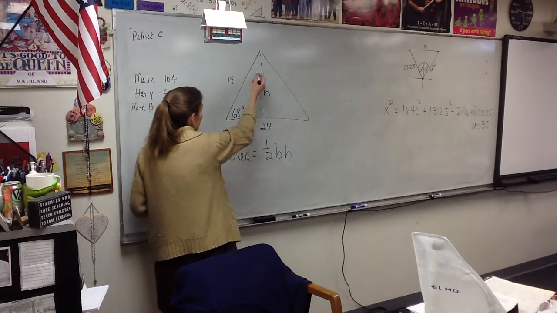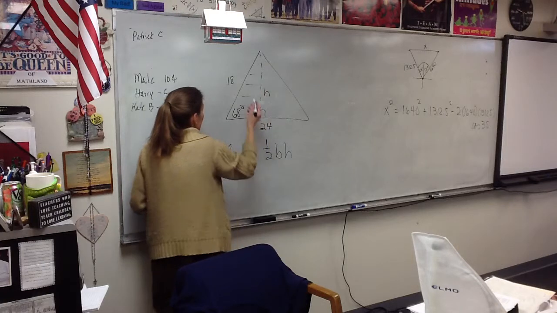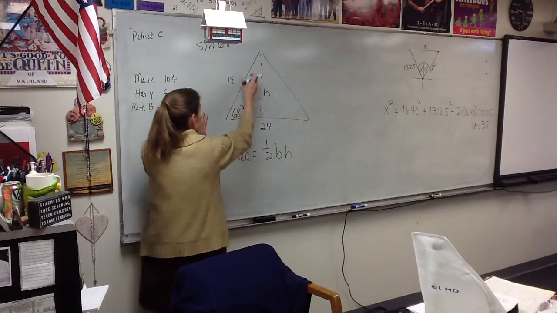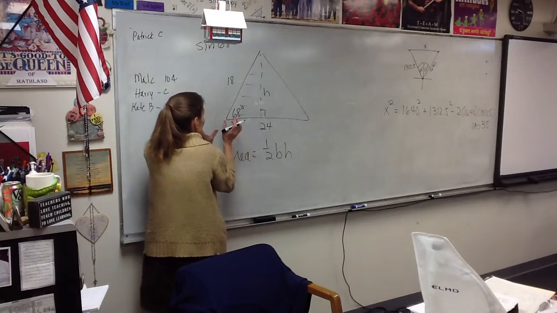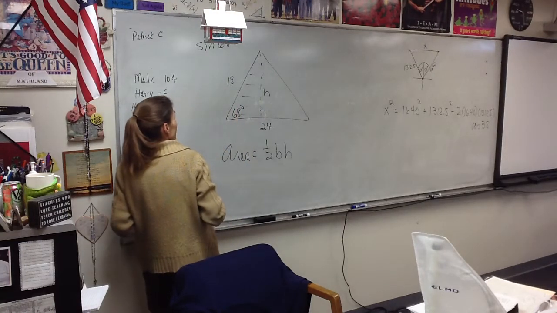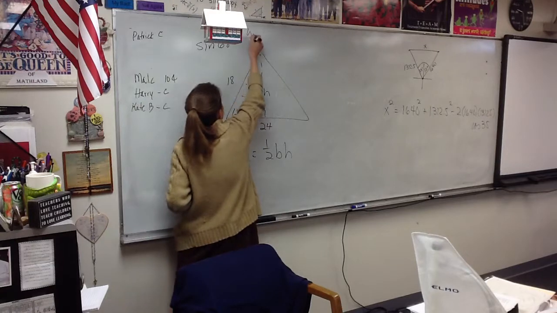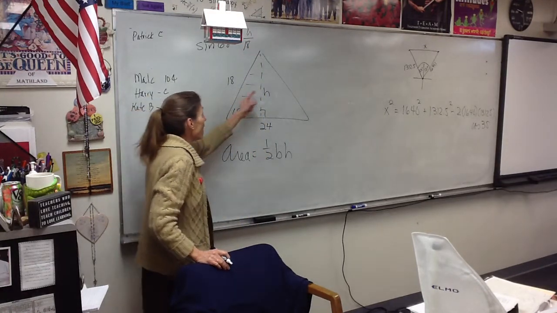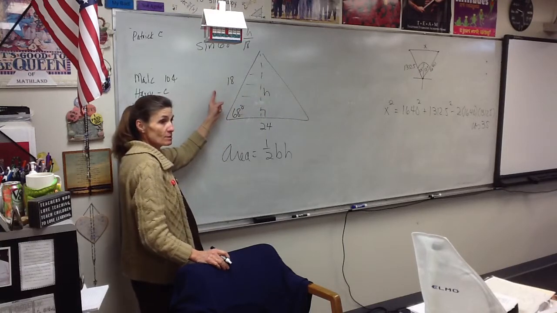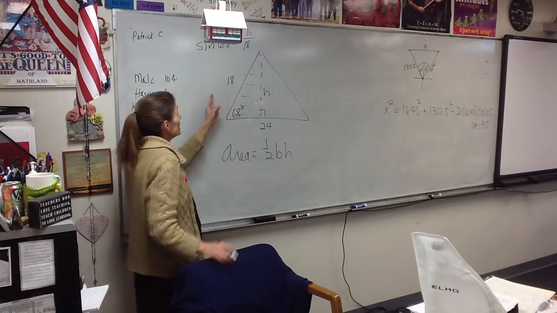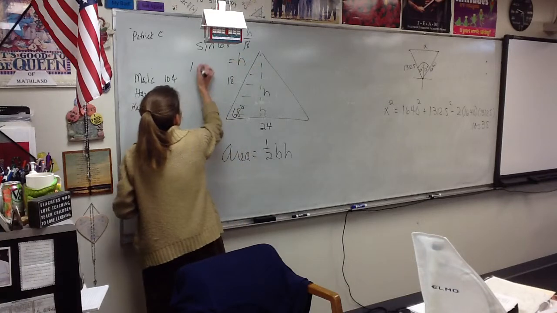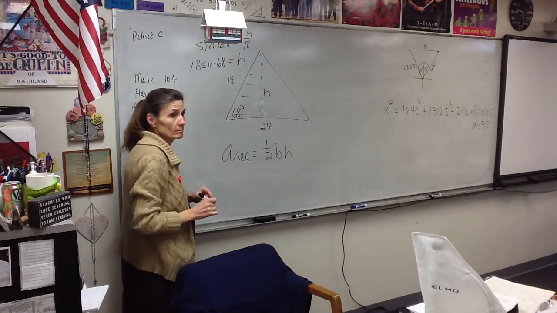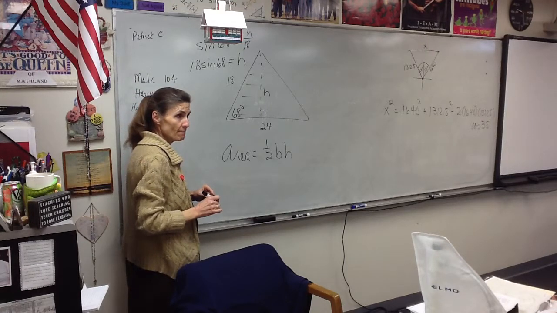So I could look at this triangle right here and say, sine 68 equals what? Just look at the right triangle right here. What does the sine of 68 equal? H over 18? Opposite over hypotenuse? So H equals 18 sine 68. Would you agree with that?